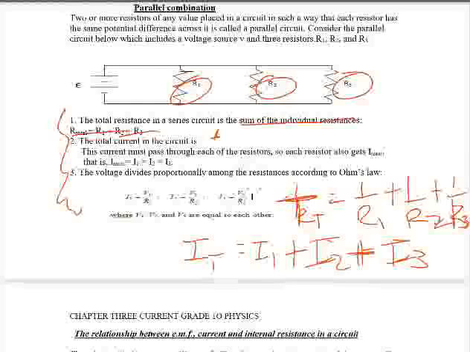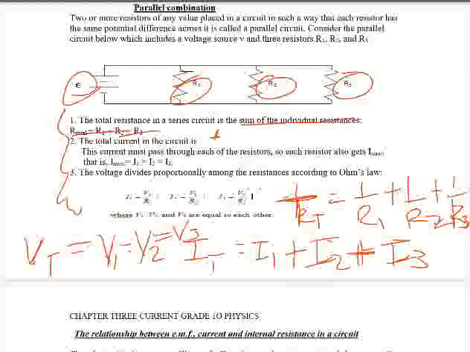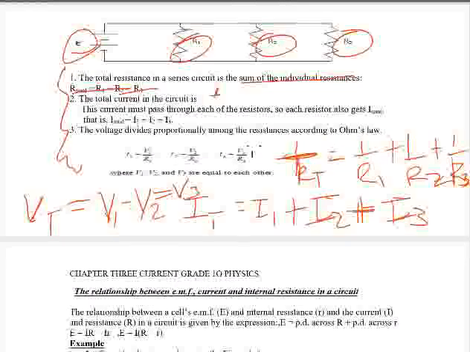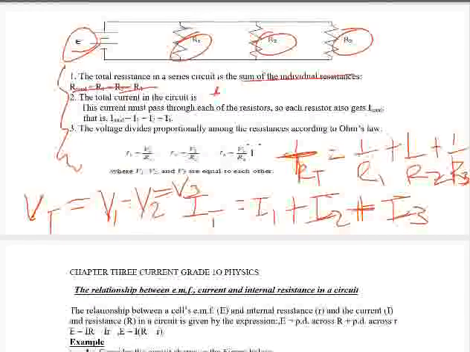And the voltage. The total voltage, since they are in parallel, is equivalent to V1, equivalent to V2, equivalent to V3. That means the voltage across each resistor is equivalent to the total voltage. This is the basic properties of resistors in parallel combination.